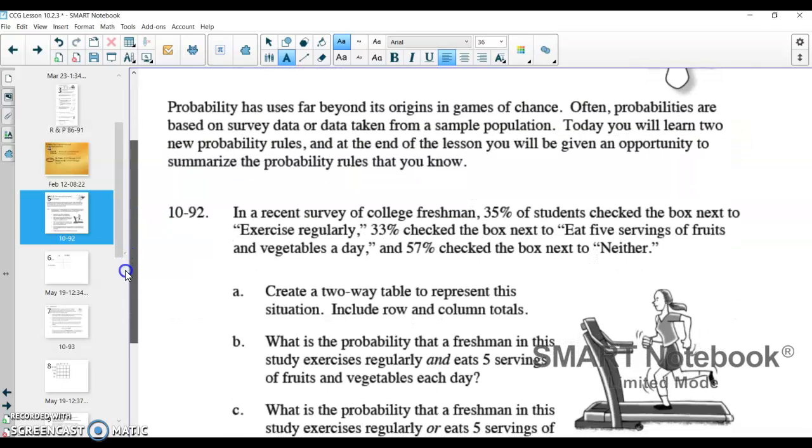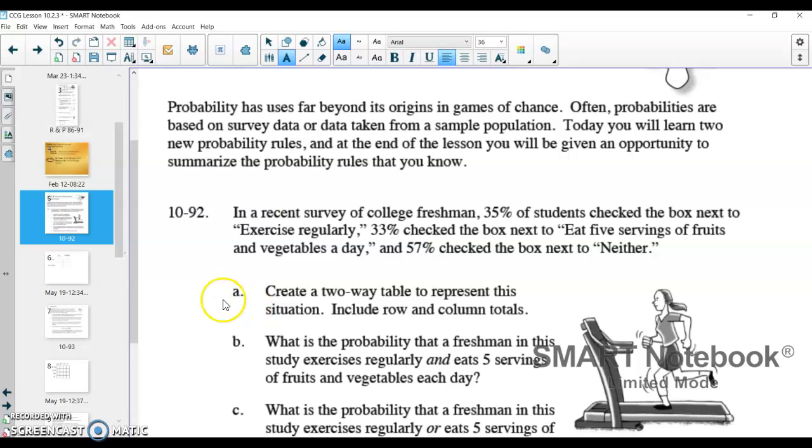This is just going to be a problem where we work with a two-way table. It says, in a recent survey of college freshmen, 35% of students check the box next to exercise regularly, 33% check the box next to eat 5 servings of fruit and vegetables a day, and 57% check the box next to neither. This might remind you of a problem that we did yesterday with the two-way table, and we're going to do it again here now.